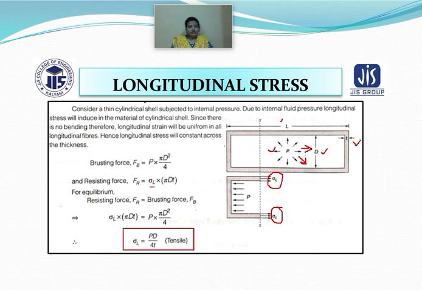So if you solve the equation, you will get the value for longitudinal stress as sigma L equal to PD by 4t. But for the circumferential stress, the value is sigma h equal to PD by 2t. So for numerical purposes you need to know the entire thing.